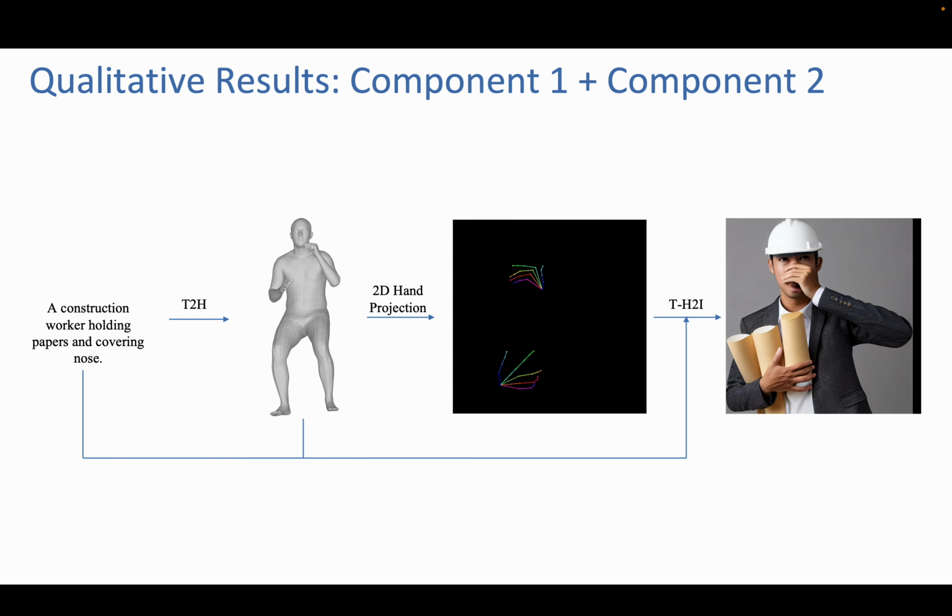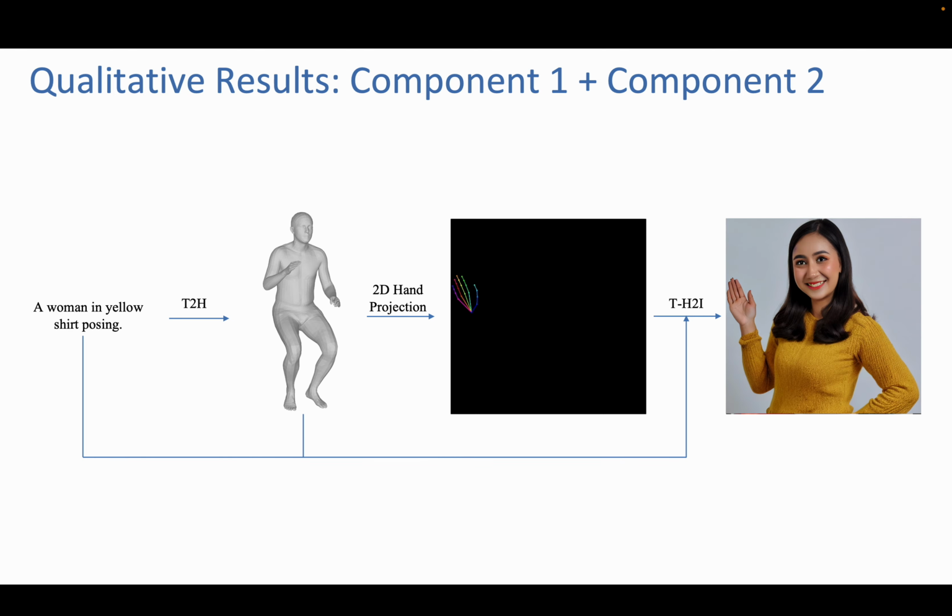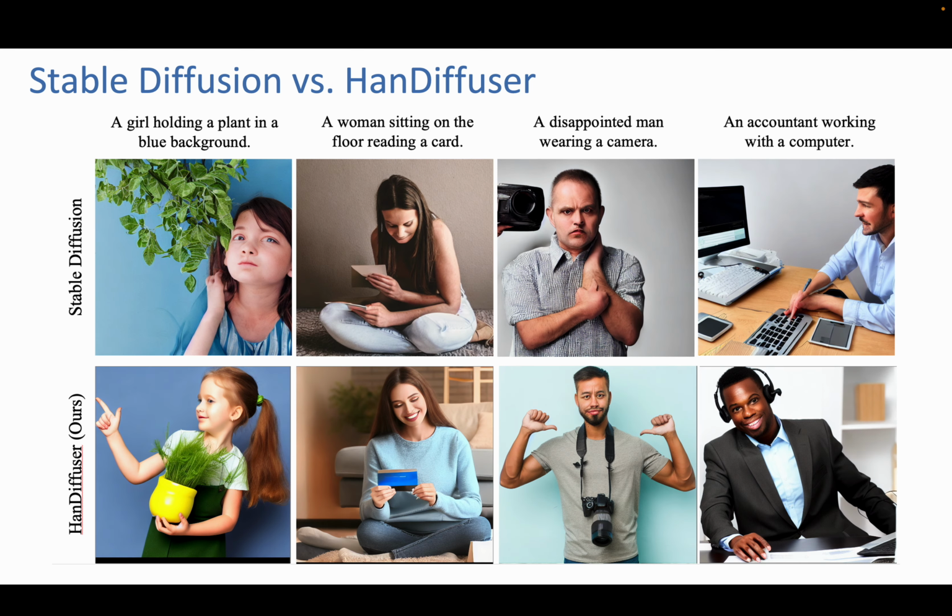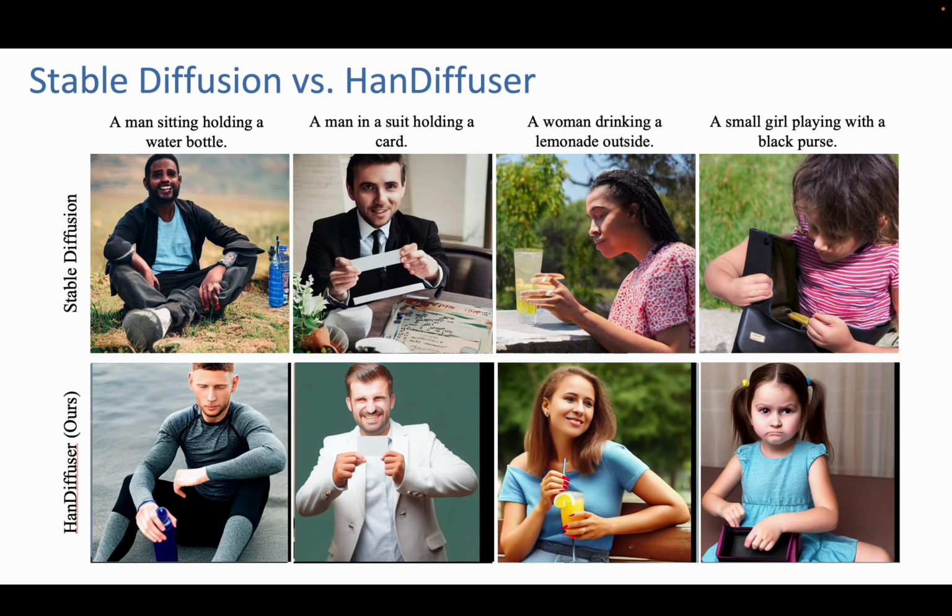We can generate realistic-looking hands by injecting accurate hand priors. We also compare our method with stable diffusion. As we can see, our method improves the quality of generated hands drastically.